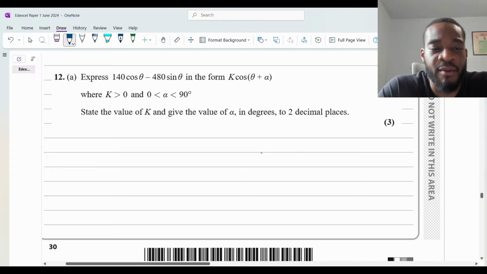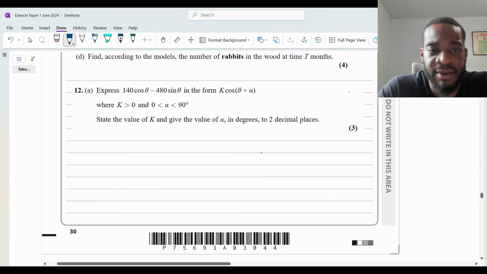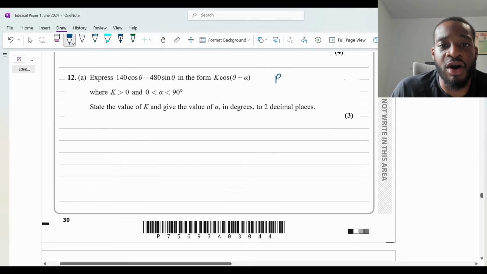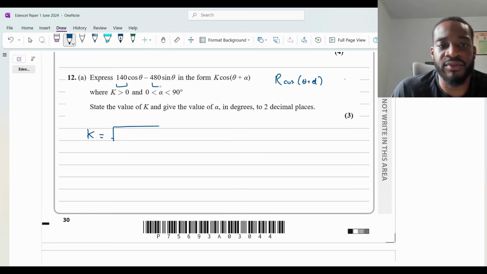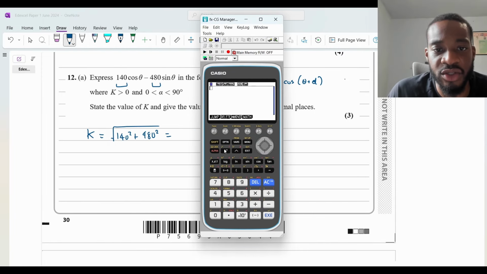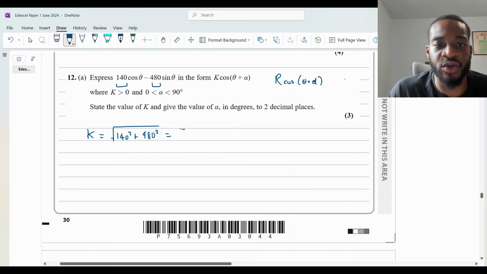But I'm not going to derive it, I'm going to do it the way I would do it if I was just doing it quick in an exam. So the first thing is K. Normally it's given as R, isn't it? But in this case, if I'm doing it quickly, K is always going to be the Pythagoras of these two, always. 140 squared plus 480 squared. That is going to be your answer. So I'll put this into my calculator: shift square root 140 squared plus 480 squared. That is equal to 500. So K is immediately done.